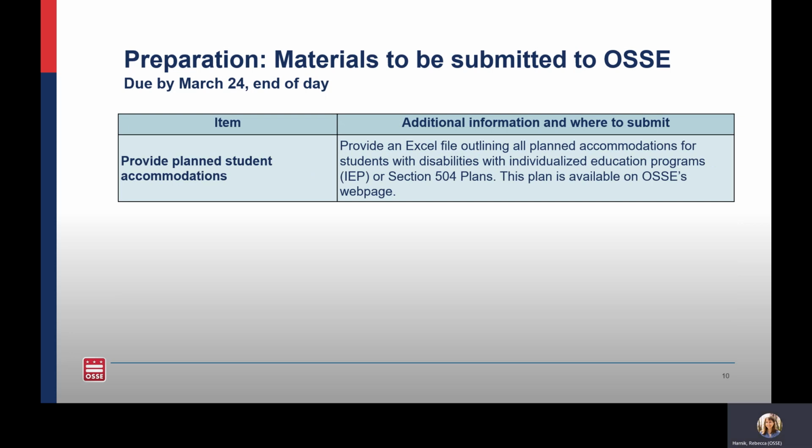By March 24th, we'll also ask that LEAs provide an Excel file outlining all planned accommodations for students with disabilities with individualized education programs, IEPs, or Section 504 plans. Use the OSSI provided template, which is available on the OSSI HPEA webpage and through the LEA Look Forward email, and upload that file to Box.